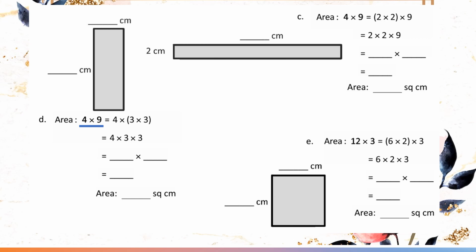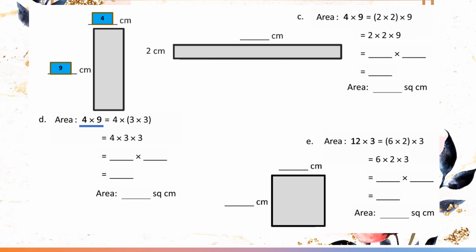Now we're going to take a look at letters D, C, and E. First, we're going to complete letter D, then C, then E. If we look at D, it says that the area of this rectangle is a 4 by 9. That means the width, the short side, is 4, and the length is 9. So let's label this rectangle as it's shown. The width is 4 and the length is 9. So it's a 4 by 9 rectangle.